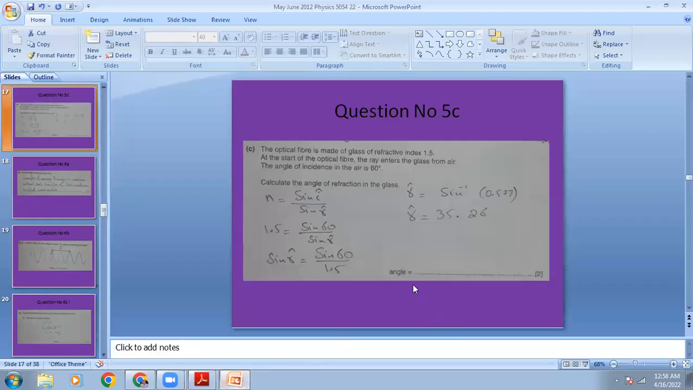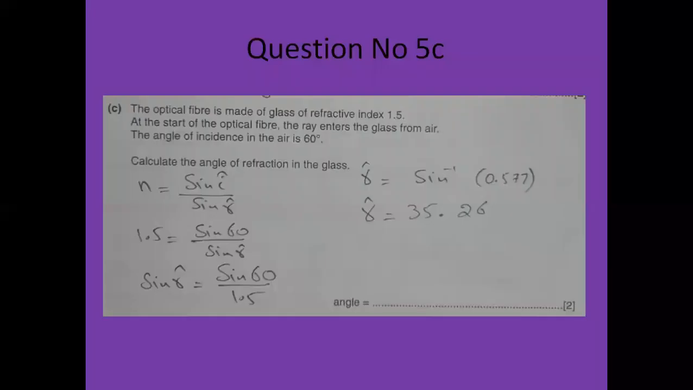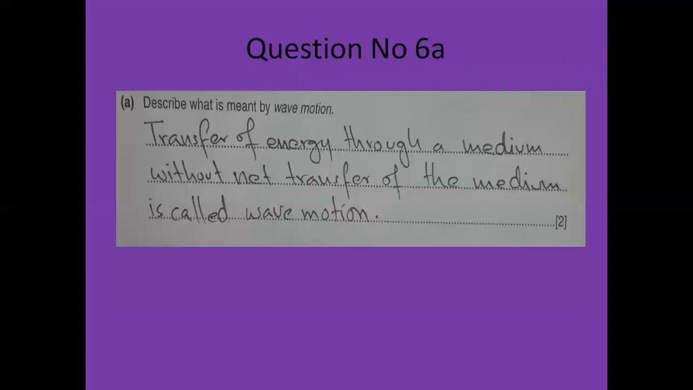So let me show you my written definition. Transfer of energy through a medium without net transfer of the medium is called wave motion.